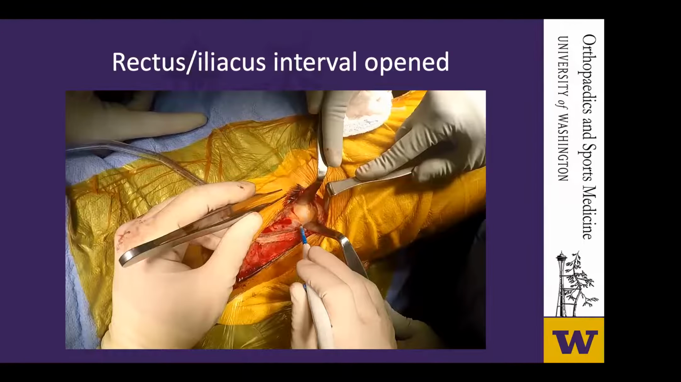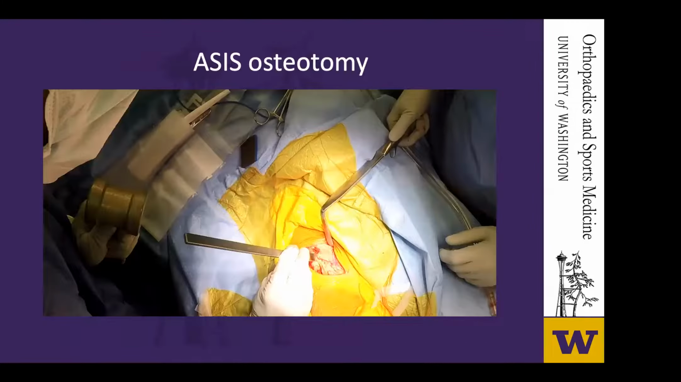The rectus is mobilized laterally and the interval between rectus and iliacus is exploited. The rectus tendon is followed up to the inferior spine. Next, the anterior superior iliac spine is osteotomized, and the remainder of the exposure can now be completed.